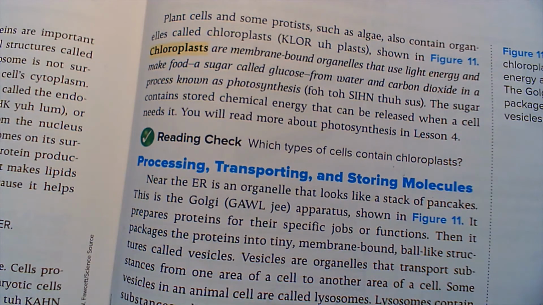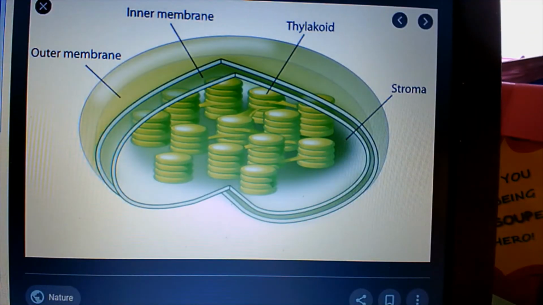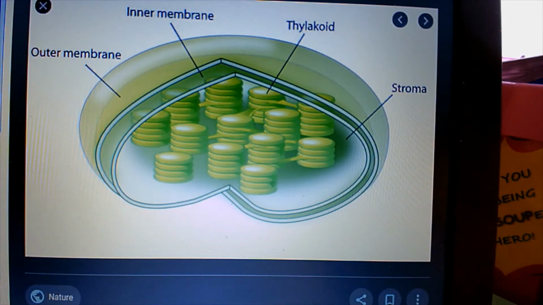So, reading check. Which types of cells contain chloroplasts? Plant cells and some protists, such as algae, contain chloroplasts. Okay, here's an example of a chloroplast. You can see that it also, just like a mitochondrion, has an inner and an outer membrane.